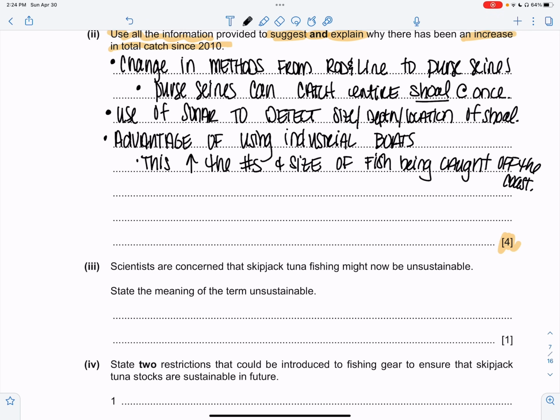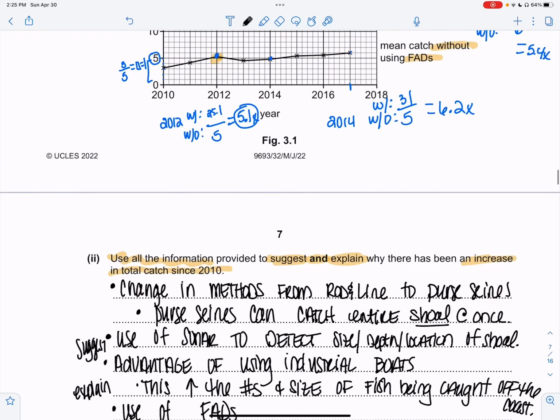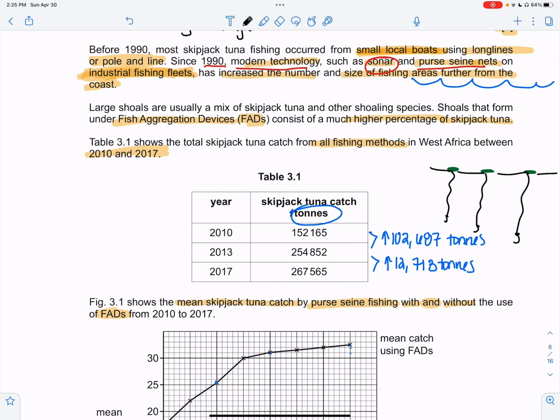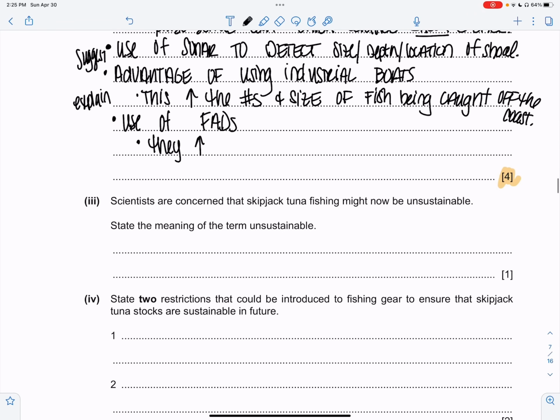Okay, so this again is the suggest. This is like your why, and this is the explain. The use of fish aggregating devices. And before I write it so you can see where it's coming from, they said there's a higher percentage of skipjack tuna forming under the fish aggregating devices. So they increase the percent of skipjack tuna.